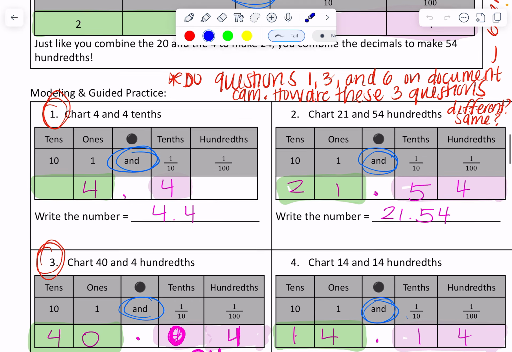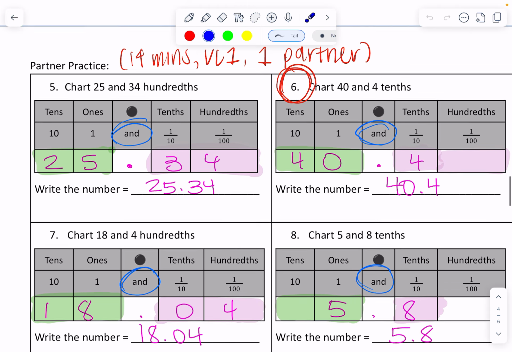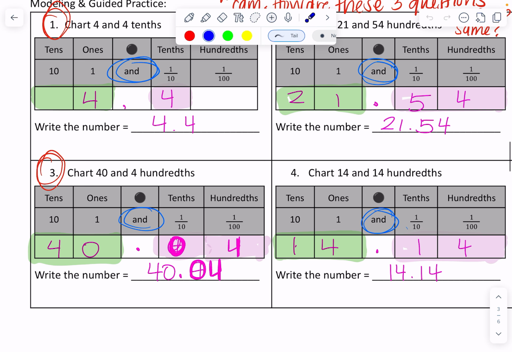So you will go ahead for students and model how to do questions 1, 3, and 6. Those questions are very similar. They have a lot of the same numbers. They all have 2 4s in them, but I would love for you to stress for students how those numbers are different and how to utilize 0 as a placeholder when we don't have a digit in our particular place value.